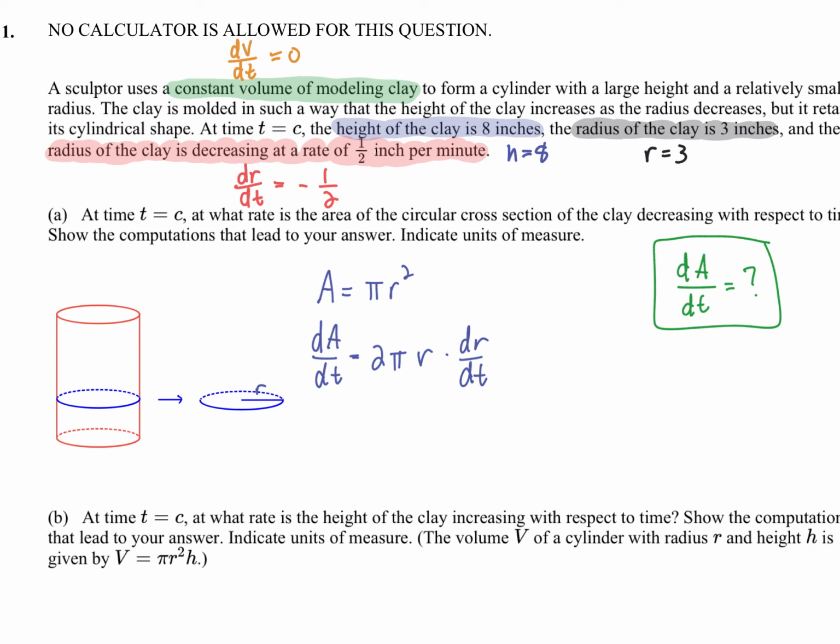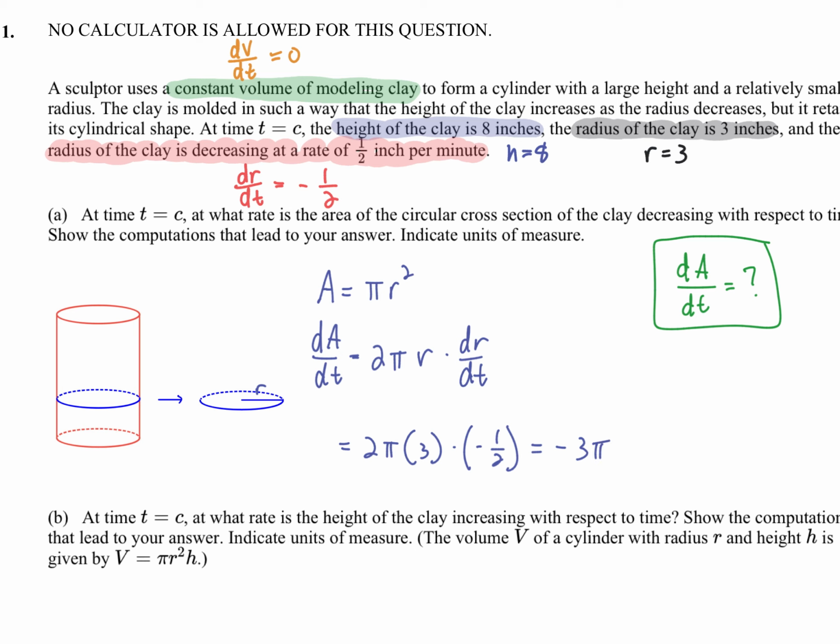We'll look to see, do we have r and dr/dt? And yeah, that's why it was nice that we put all the stuff that they gave into math symbols, because now we can see super clearly that we'll just substitute these values. So this is 2 pi, they tell us the radius is 3 at this moment, and dr/dt is negative a half.